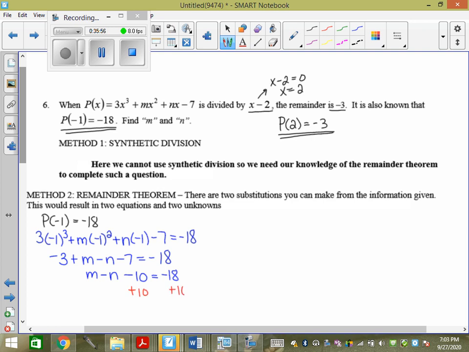My goal is to get mn equals number. That might bring back some grade 10 in you. xy equals number. Maybe, possibly, maybe not. So that's my first step. Do the first one. Second step, do the second one. So I get p of 2 equals negative 3.